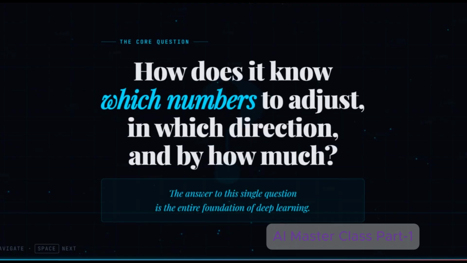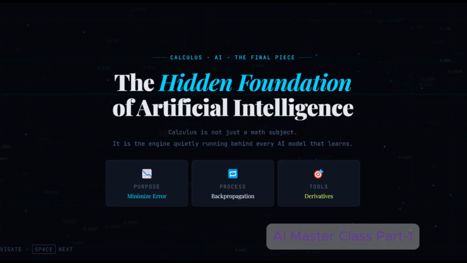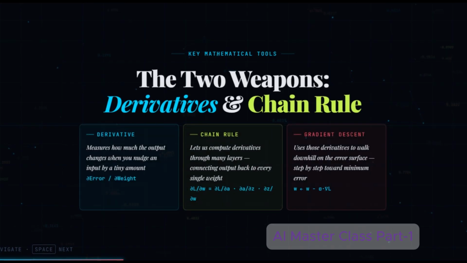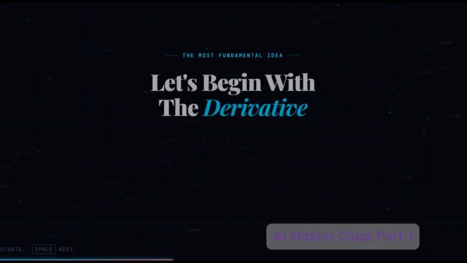So let us start with the final piece of math for AI, which is calculus. Calculus is the hidden foundation of artificial intelligence and machine learning. It helps in model training, optimization with backpropagation, and minimizing errors. The end goal is to minimize the error, and for that, we need to calculate the gradient so that we can adjust the parameters for better performance. Calculus provides key tools such as derivatives and the chain rule, which are used for deep learning and optimizing accuracy in neural networks. So let us begin with the most fundamental idea, the derivative.